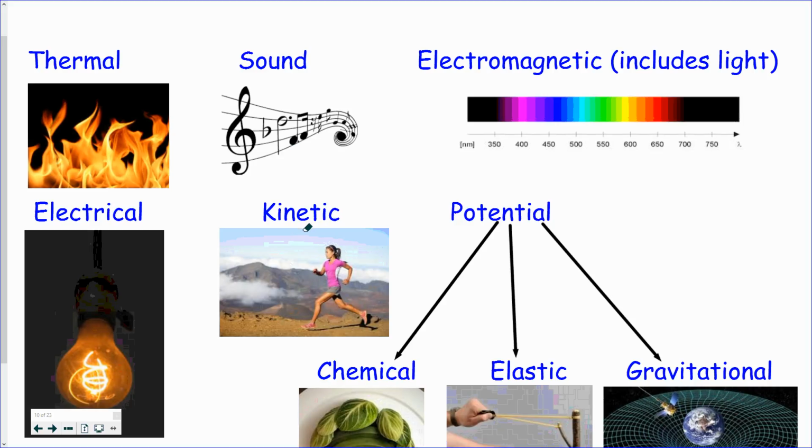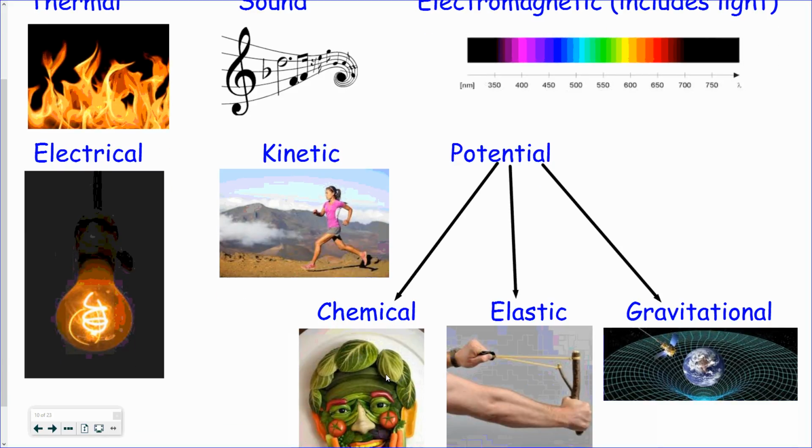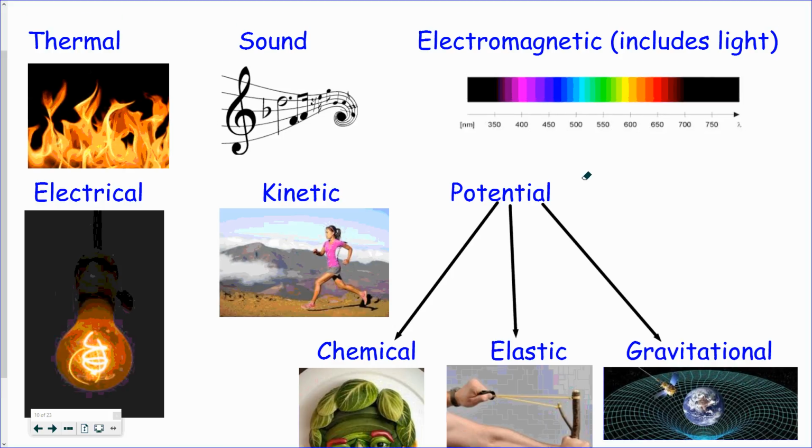We have kinetic energy, the energy of movement. We have chemical potential energy. Chemical potential energy is stored in the bonds between atoms. Elastic potential energy, gravitational potential energy, based upon how high you are above a reference point. I've got electromagnetic energy. We can also call this radiant energy, and this also includes light. And those are the main types of energy we're going to be talking about in this unit in terms of energy transfer.